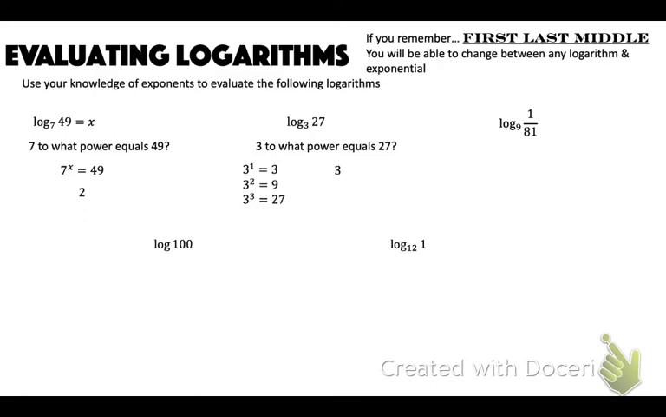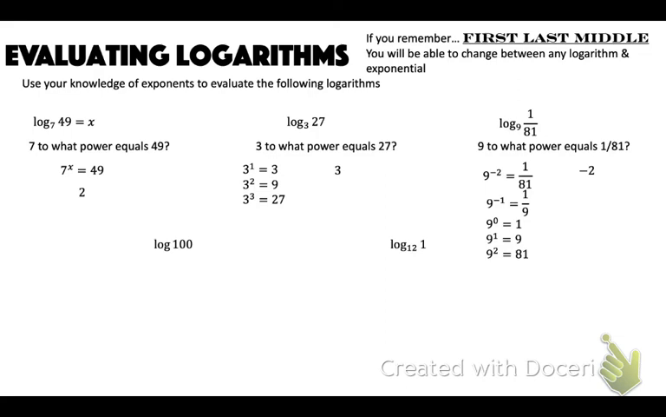Okay, this one, so we want to know 9 to what power equals 1 over 81. Well, 9 to the first power is 9. 9 to the second power is 81. But we want 1 over 81. So then we could go backwards. Well, 9 to the 0 is just 1. 9 to the negative 1 is 1/9. 9 to the negative 2 is 1 over 81. So this would be negative 2.